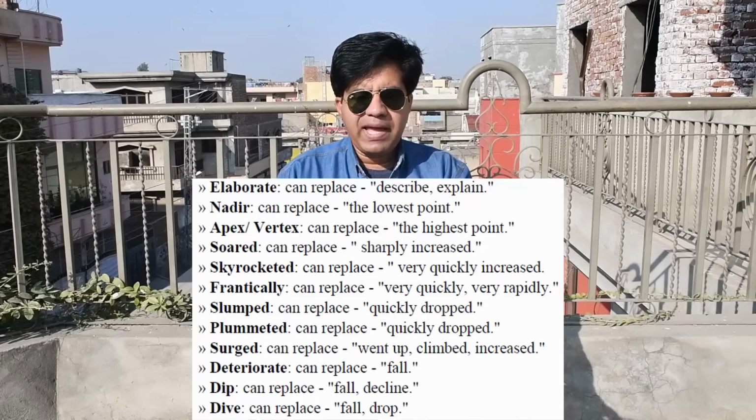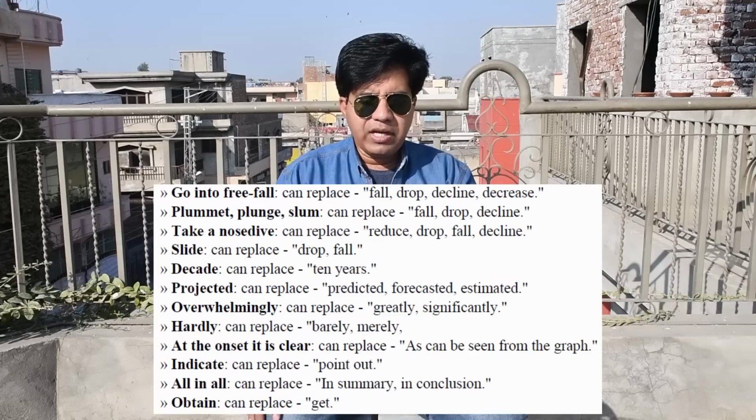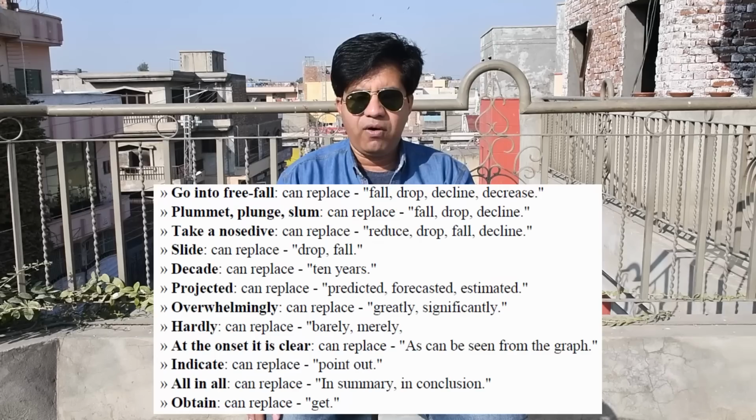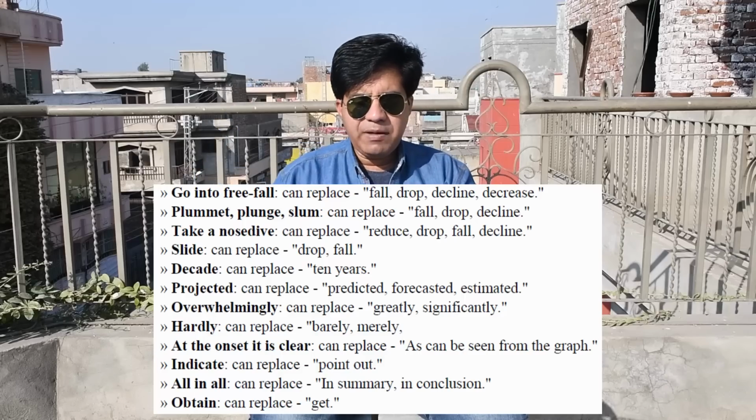Slumped can be replaced by quickly dropped. Plummeted can be replaced by quickly dropped. Surged can be replaced by went up, climbed, or increased. Deteriorate can be replaced by fall. Dip can be replaced by fall or decline. Dive can be replaced by fall or decline or drop. Go into free fall can be replaced by fall, drop, decline, decrease. Plummet, plunge, or slump can be replaced by fall, drop, or decline. Take a nosedive can be replaced by reduce, drop, fall, decline. Slide can be replaced by drop or fall.